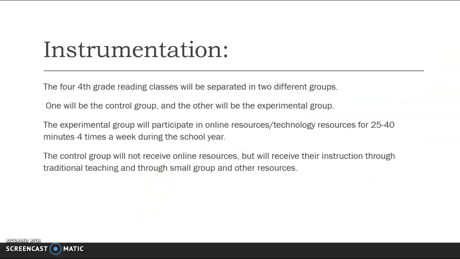So, instrumentation. The 4th grade students will participate in the STAR reading test at the beginning of the school year. The 4th grade reading classes will be separated into 2 different groups. One will be the control group, and the other will be the experimental group. The experimental group will participate in online resources technology for 25 to 40 minutes 4 times a week during the school year. The control group will not receive online resources, but will receive their instruction through traditional teaching and through small group and other resources.